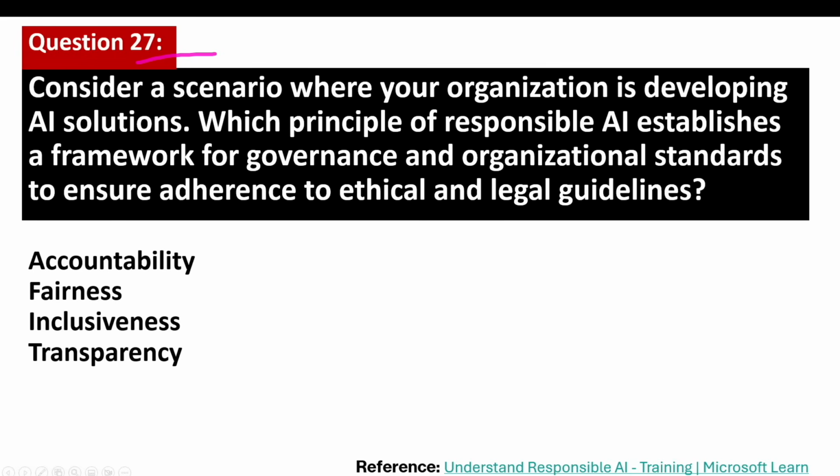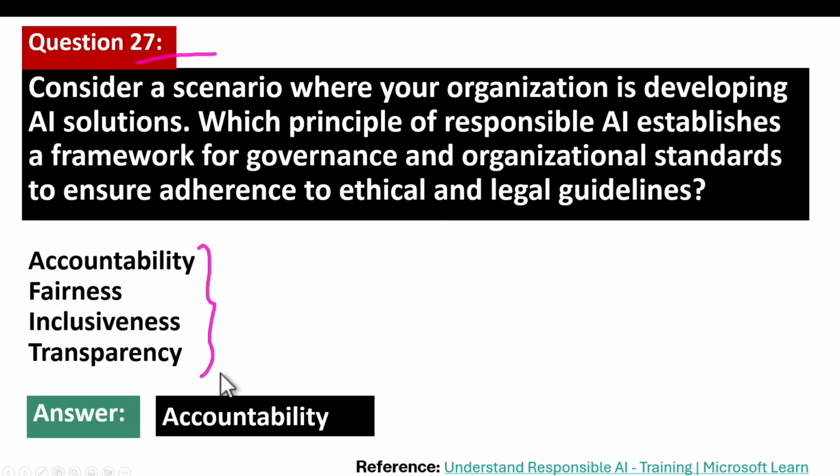Question number 27. Consider a scenario where your organization is developing AI solutions. Which principle of responsible AI establishes a framework for governance and organizational standards to ensure adherence to ethical and legal guidelines? Again, another responsible AI question. Like I mentioned, there are a few responsible AI questions until you are clear about different aspects within responsible AI. Let's go through the available options here. The correct answer is accountability. So we are learning one by one.